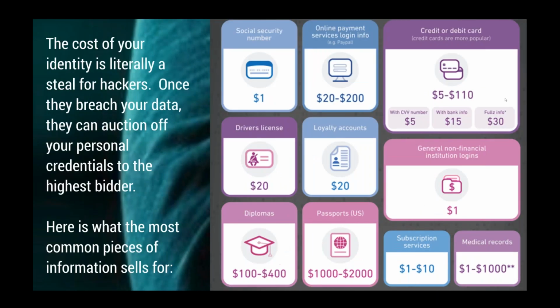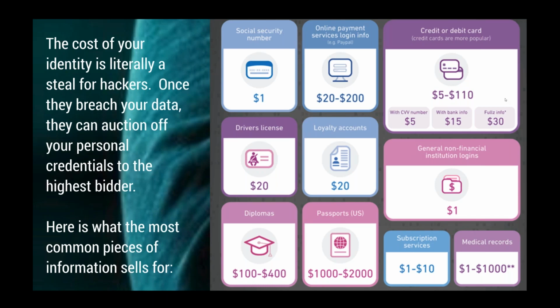So, what are we worth? The reality is the cost of identity is literally a steal for hackers. Once they breach your data, they can auction off your personal credentials to the highest bidder. Here's some of the most common pieces of information and what they sell for. Social security number, $1. That's something, isn't it? I would think it would be a little bit more. Driver's license information sells for about $20.